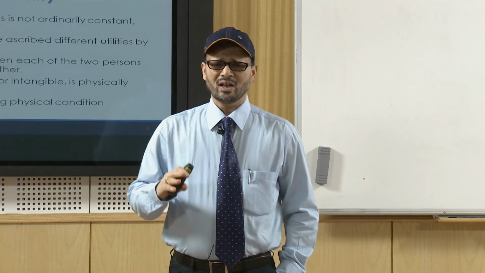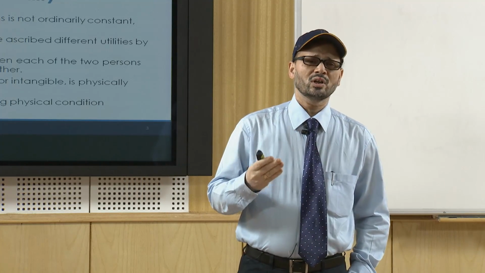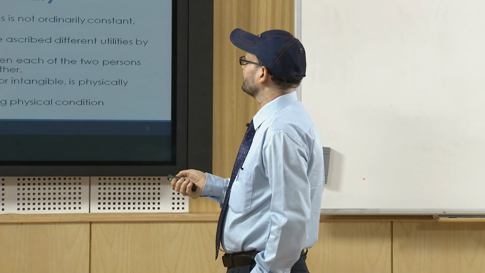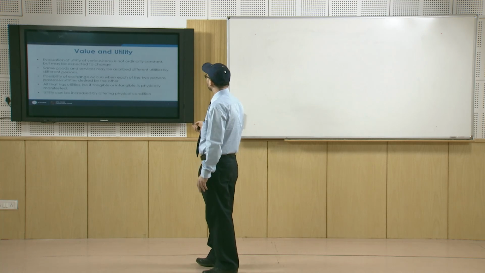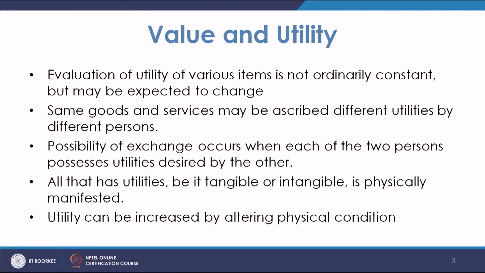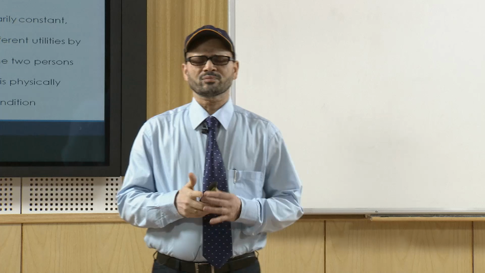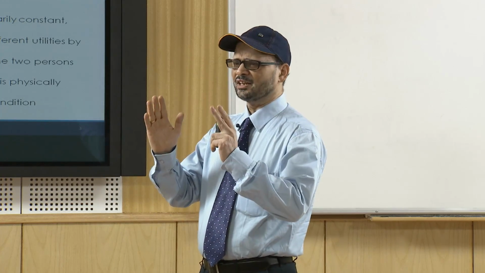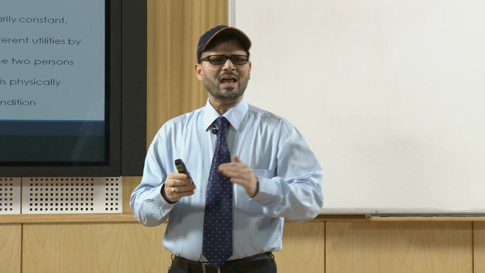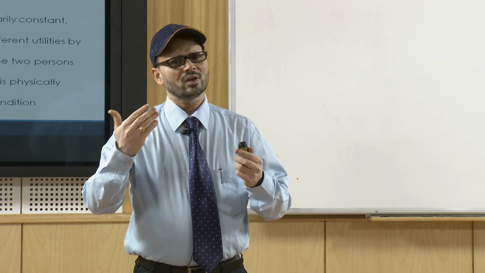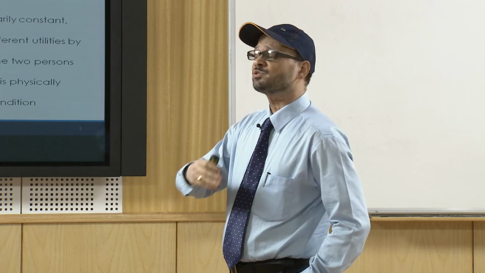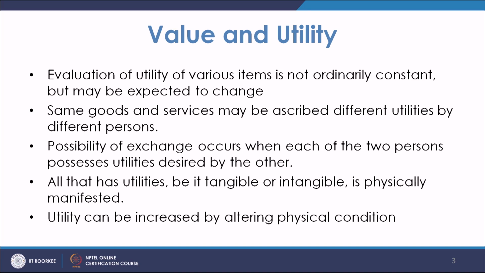Now, this basically leads to the exchange of goods. It is said further that the possibility of exchange occurs when each of the two persons possesses utilities desired by the other. So, two persons are there who have to exchange. Now, they see what utility they have. One person has to leave the object, another person has to accept the object, and in that case the exchange may occur.